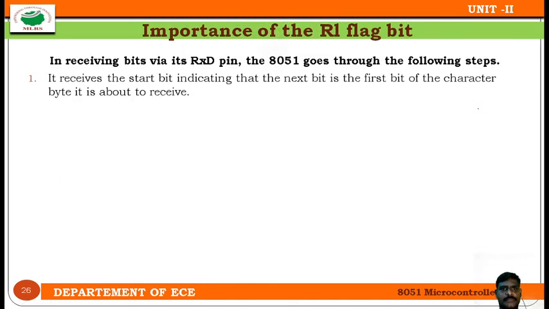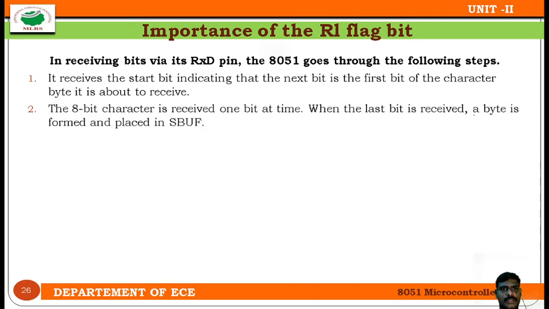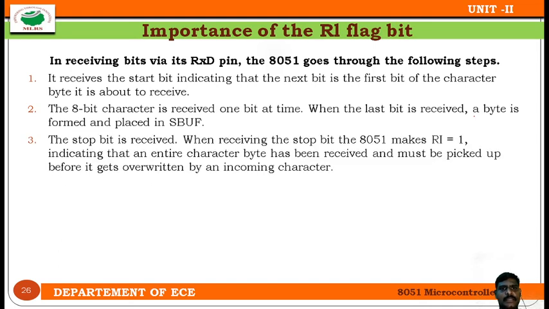So what is the importance? The receiver start bit indicates that the next bit is the first bit of the character byte about to be received. So the 8-bit character is received one bit at a time. When the last bit is received, the byte is placed in SBUF, then the stop bit is received. When receiving the stop bit, the 8051 makes RI equal to 1, indicating that the entire character has been received and must be picked up before it is overwritten by an incoming character.